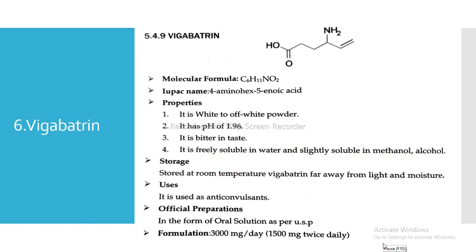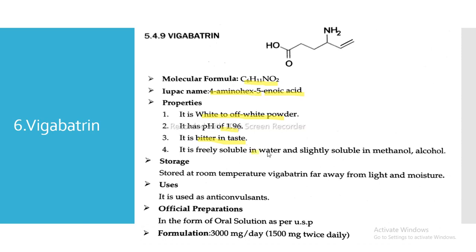Next drug is Vigabatrin. So this is the molecular formula and the structure of Vigabatrin. That is C6H11NO2. IUPAC is 4-amino hex-5-enoic acid. Properties are, it is white to off-white powder. The pH of it is 1.96. It has a bitter taste.